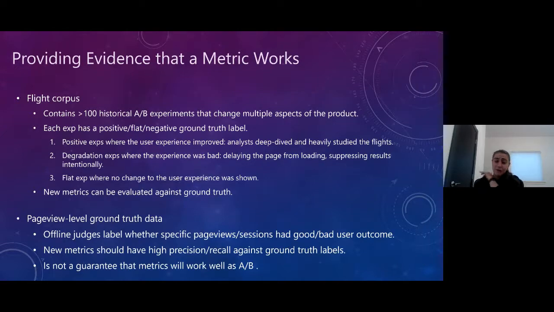Another one is page level ground truth data, like I showed before for the weights. You can optimize some of your metrics based on this ground truth data, but it's usually not a good guarantee that the metrics will work well in an A/B experiment, simply because they're not optimized in an online setting. So they can point you in the right direction, but they're not necessarily the way to do this. The best way to start is to build this corpus of experiments.